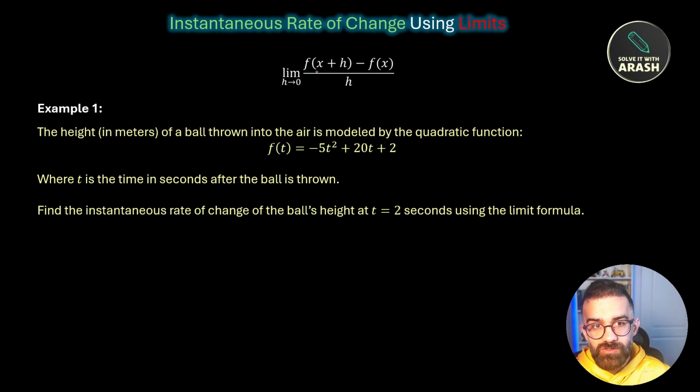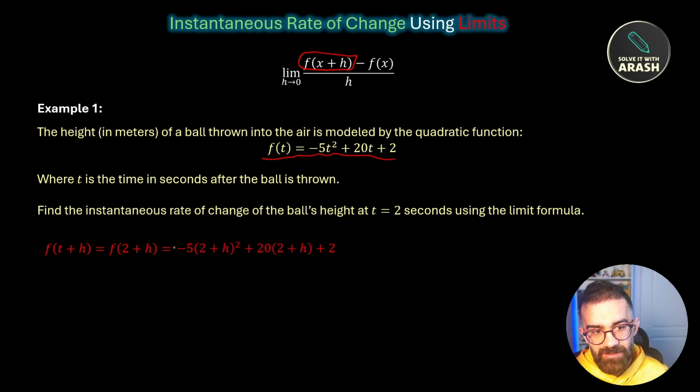So if I want to use the same formula shown here, first thing I need to find is f of x plus h, where in this case x is t and it's 2 seconds. So let's write that down. F of t plus h equals f of 2 plus h. And what I need to do here is to just replace t in this formula with 2 plus h. That gives me negative 5 times 2 plus h squared plus 20 times 2 plus h plus 2.